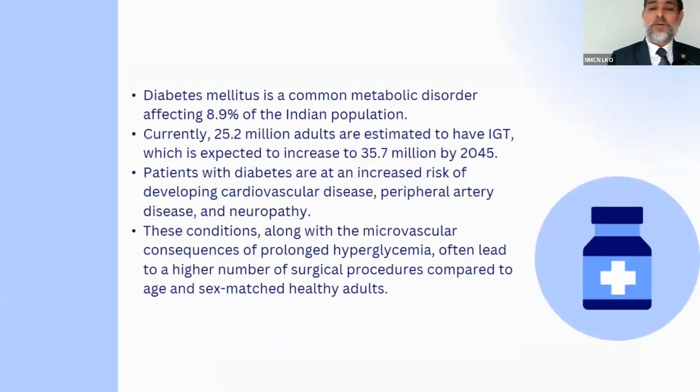As we all know, diabetes mellitus is a common metabolic disorder affecting almost 9% of the Indian population. Currently, 25.2 million adults are estimated to have IGT, which is expected to increase to 35.7 million by 2045. Patients with diabetes are at an increased risk of developing cardiovascular disease, peripheral artery disease, and neuropathy. These conditions, along with the microvascular consequences of prolonged hyperglycemia, often lead to a higher number of surgical procedures compared to age and sex matched healthy adults.